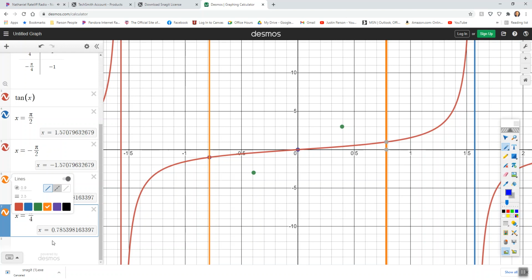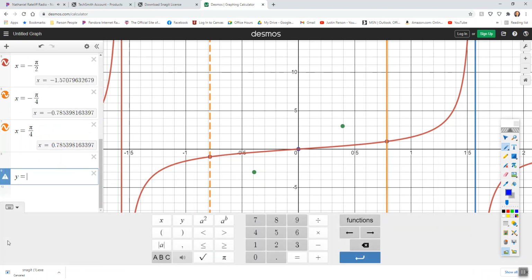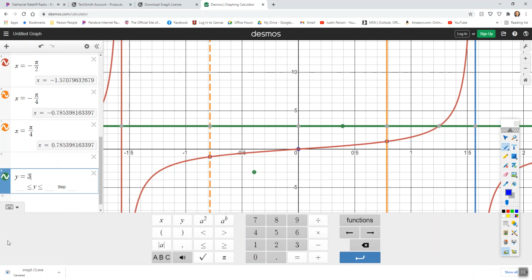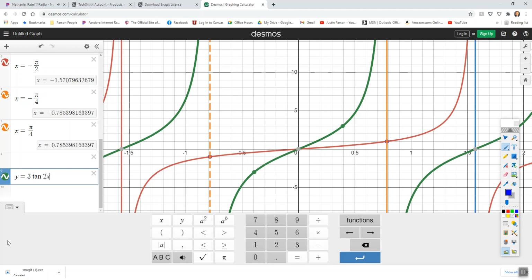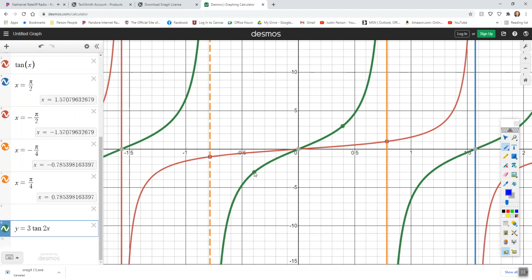Okay, and what was that function we were graphing, kids? Was it 3 tangent of... kids? Quick question, did we hit the points I wanted to hit here, here, and here? Does it look like these are asymptotes right here and here in orange?